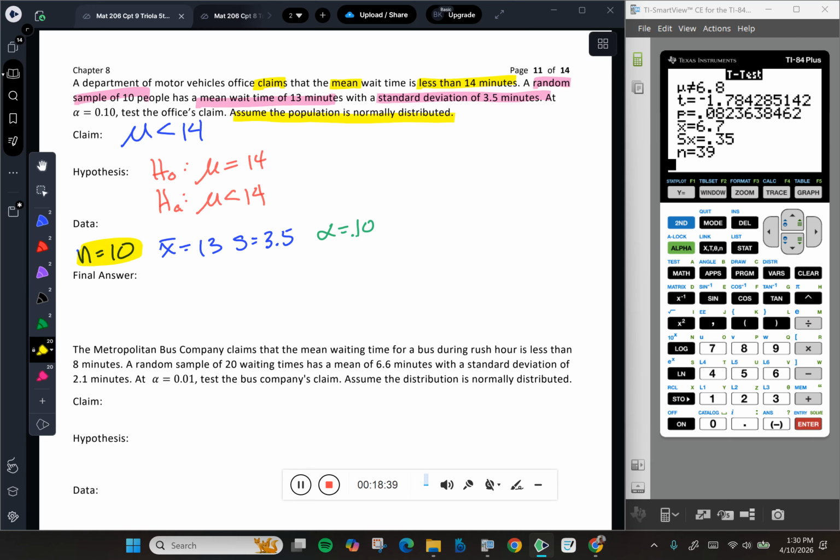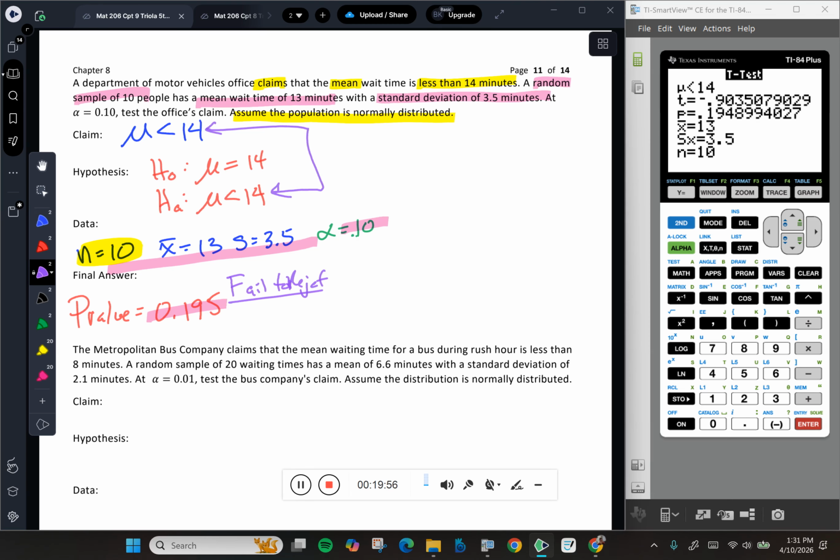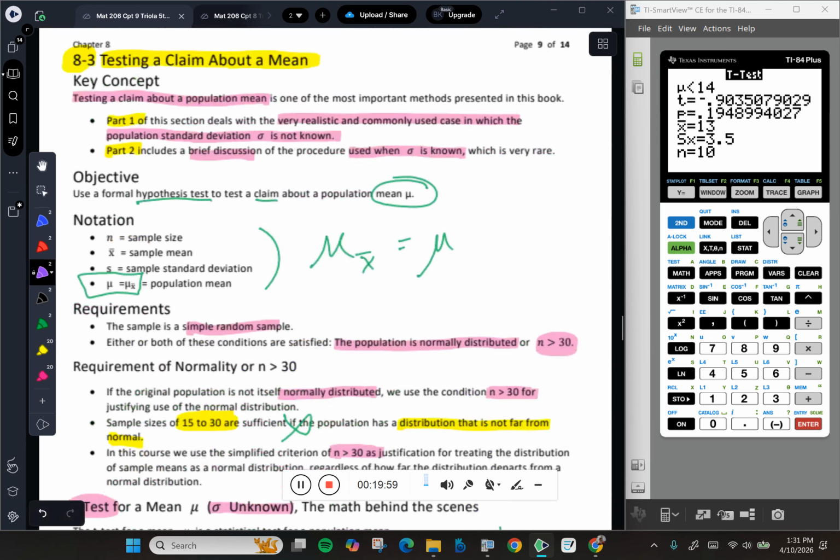But more importantly, my p-value is 0.195. When I compare my p-value to my alpha, I see that p is greater than alpha, so we fail to reject the null hypothesis. But remember, our claim was the alternate here. So fail to reject, claim is the alternate. Go back to my table.